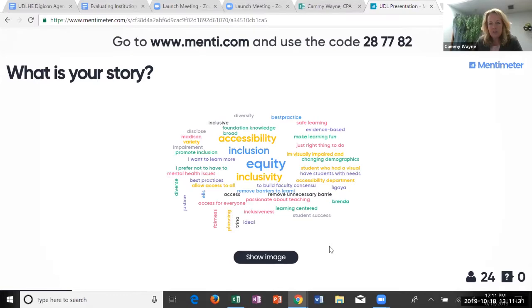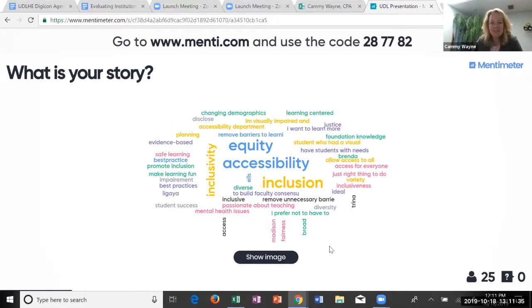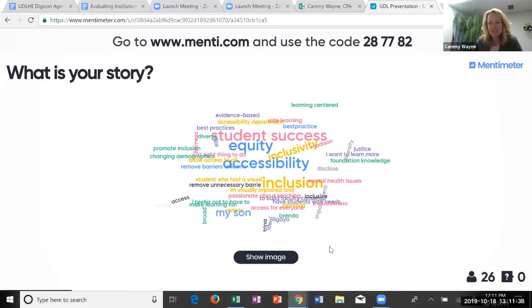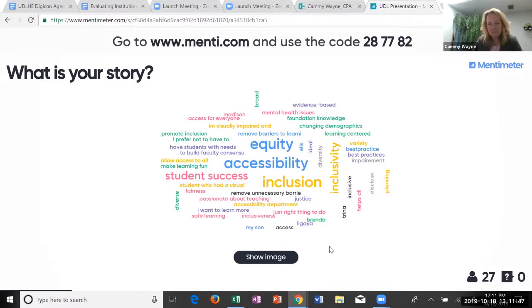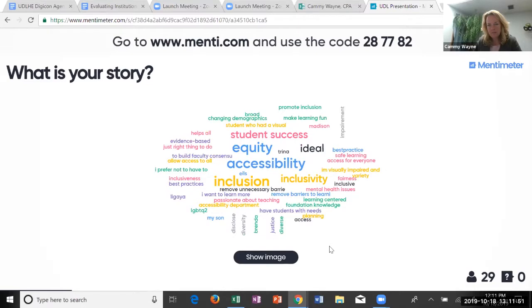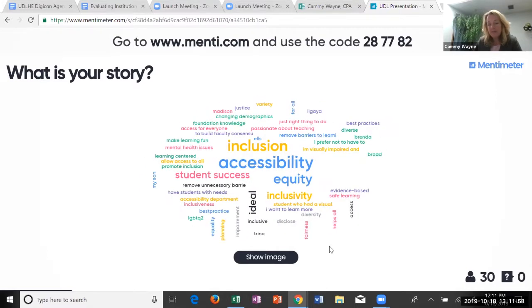I like it's just the right thing to do. Learning centered. It's access for everyone. And I see some names in here. This is great. And student success is a big benefit of UDL and why our college is currently really focusing on UDL.